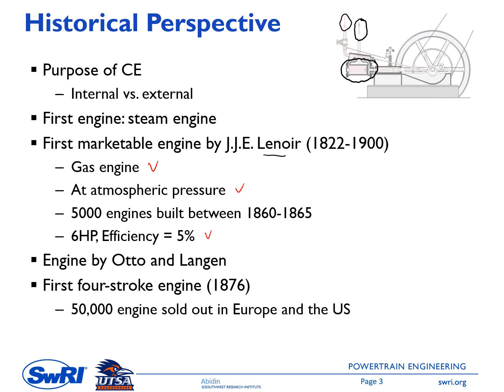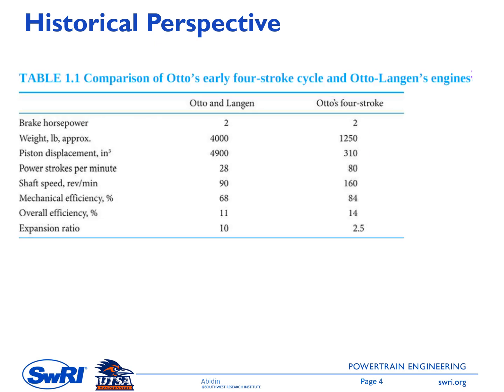And then later on, a new engine was developed by Otto and Langen. You will know Otto, this is the guy who invented the gasoline engine. And in 1876, the first four-stroke engine was developed. At that time, about 50,000 engines were sold in Europe and in the US. So the four-stroke engine is a gasoline engine, a spark-ignited engine.